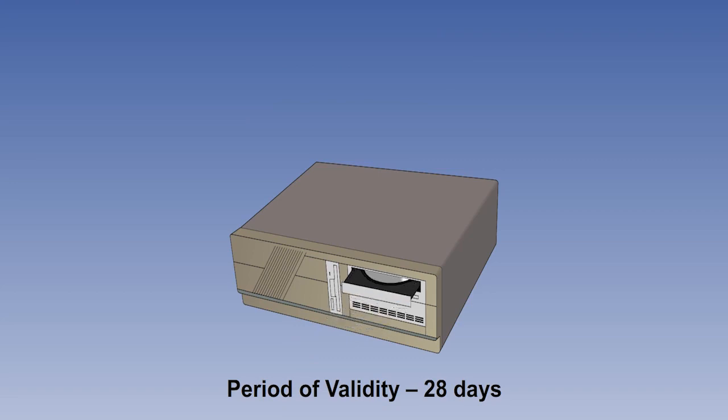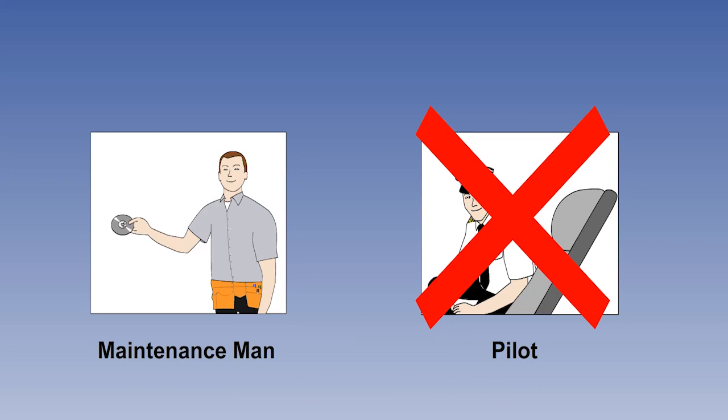This information is subject to constant update, so the period of validity of any set of data is 28 days only. A new set is issued by the company supplying the data and is loaded into the flight management computer, usually from a form of compact disk. This can only be done by the maintenance personnel. Pilots cannot access the permanent navigation database.